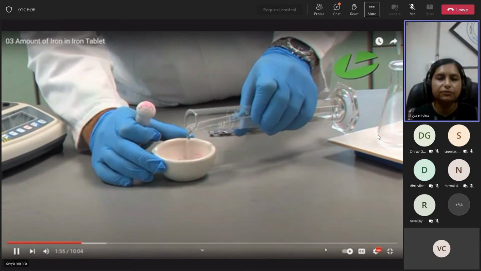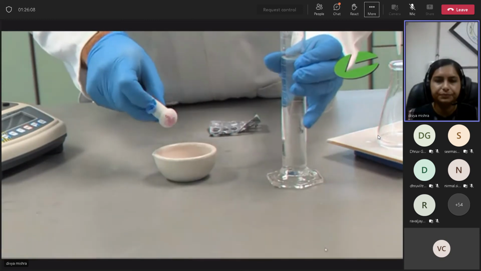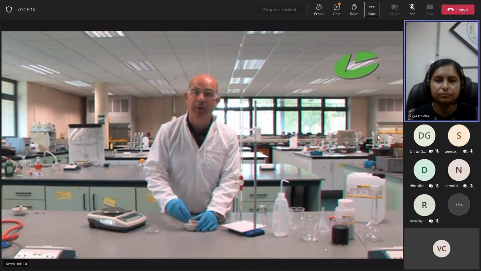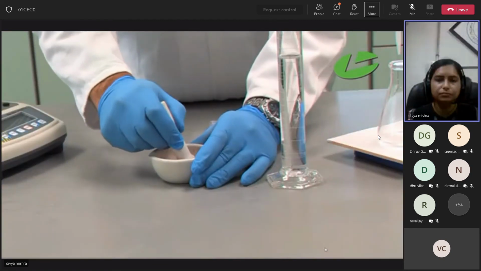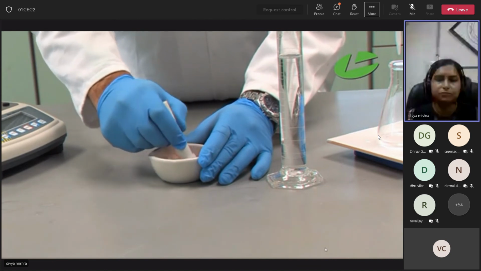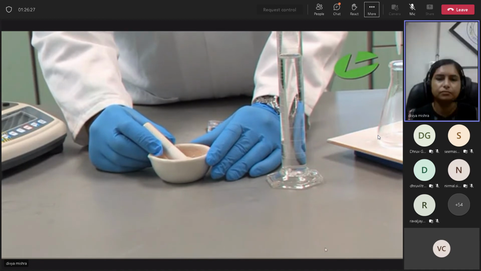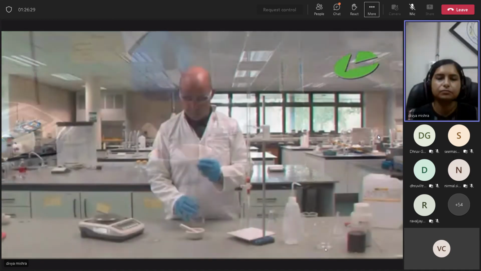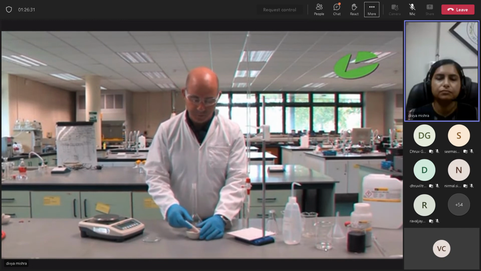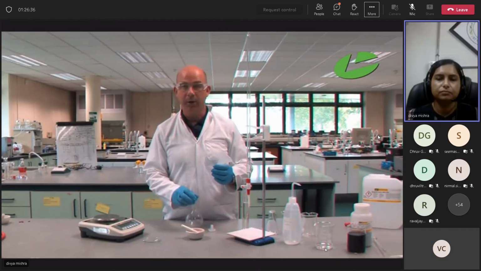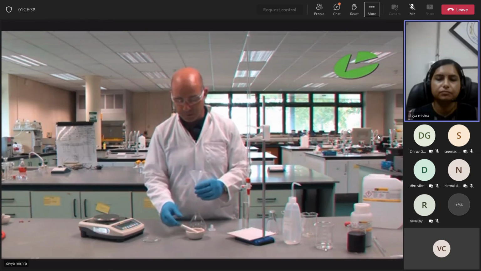Now sulfuric acid is being added. Grind that down a little bit more. And this should help dissolve the iron tablet, but also stop the iron from going from +2 to +3. Now the sulfuric acid is added, we can now transfer this washings into the volumetric flask. I'm going to transfer this iron solution into a clean, dry 250 ml volumetric flask.